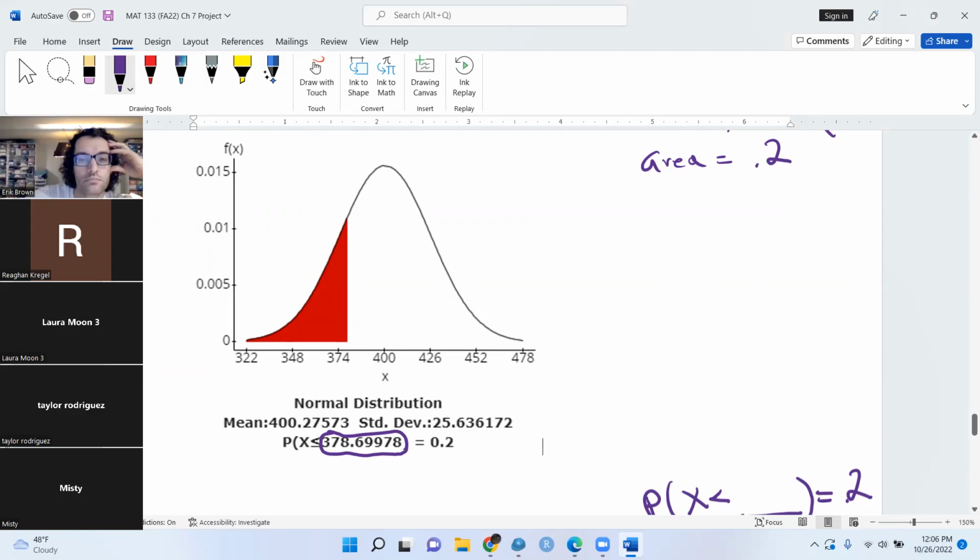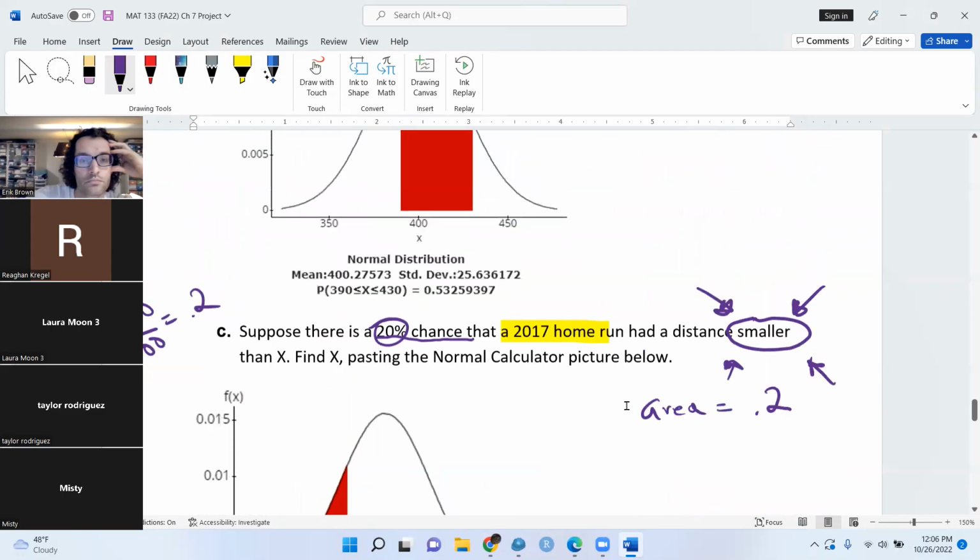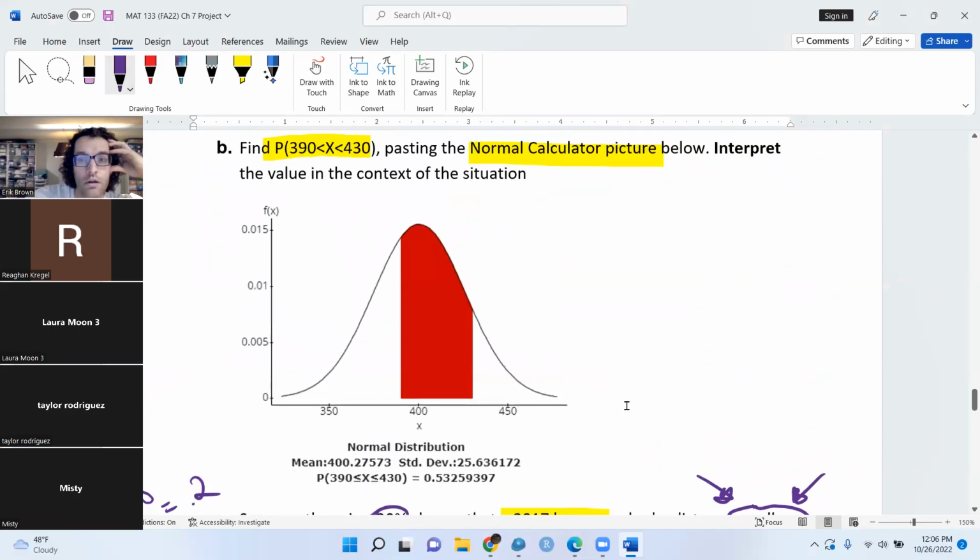Okay. And then I got to do the between one too. I was working on that. Oh, nice. Okay. So this one, you do have to type something into it. You have to tell the interpretation of it. So it's 390 and 430.